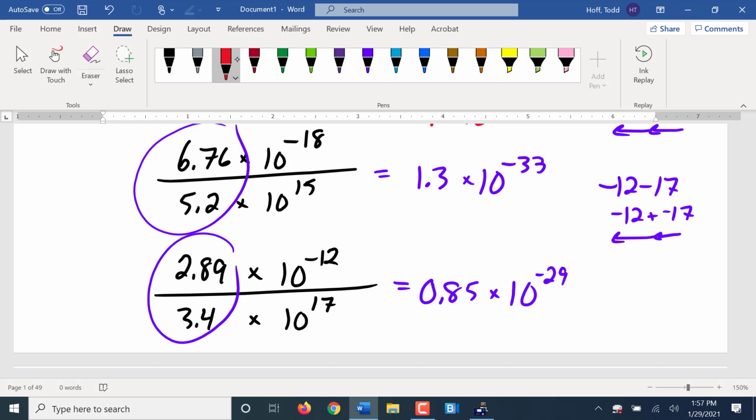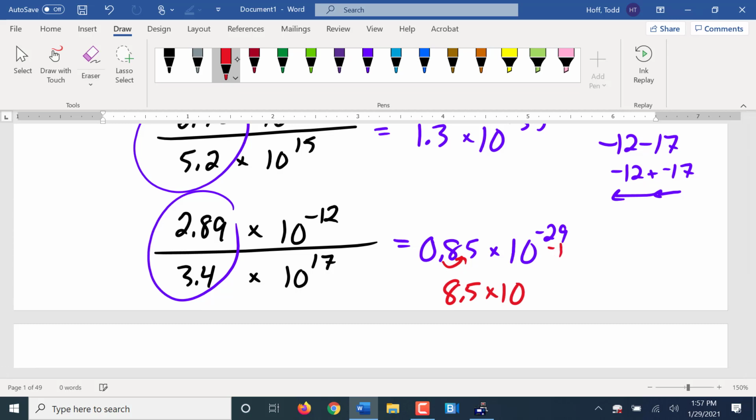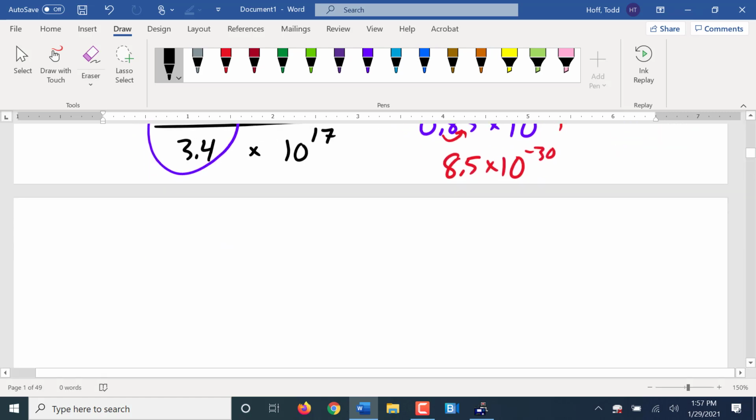Of course, we got to adjust. 8.5 times 10 to the, the number got bigger, power gets smaller. Negative 29 minus 1 is negative 30. Like I said, the negatives are something that haunts you throughout all of the basic algebra portion of stuff.